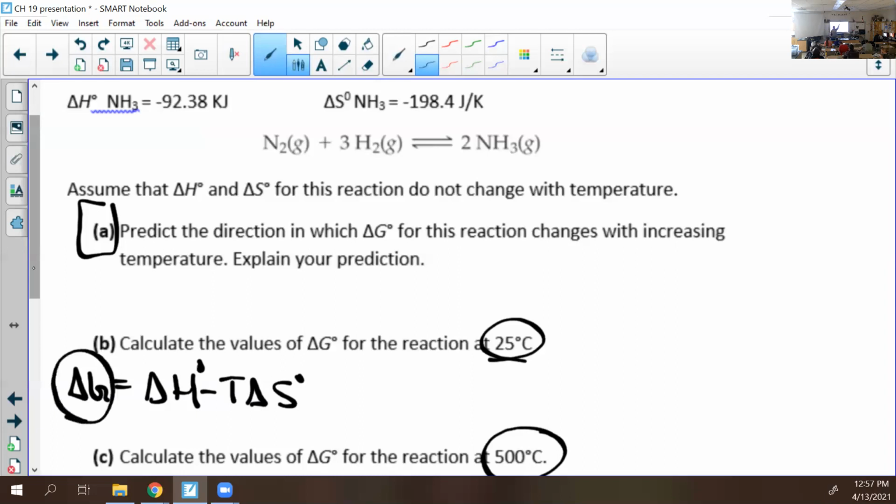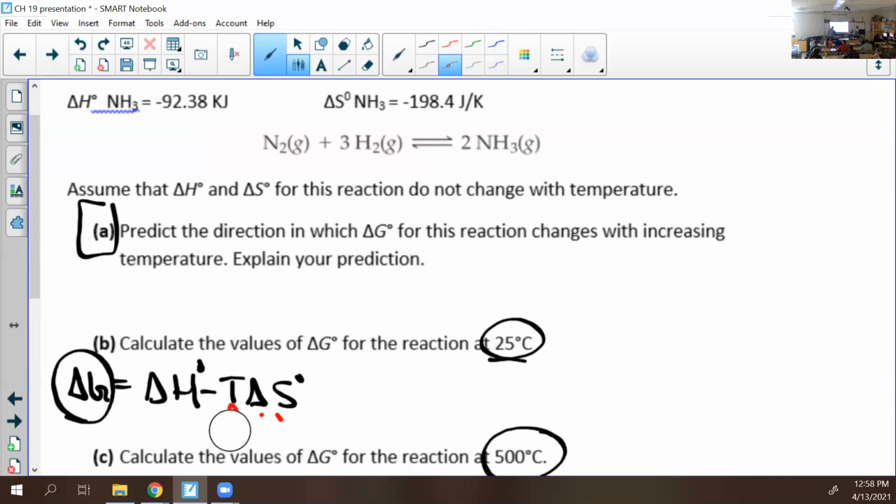So as T goes up, what is happening to delta G? So you really have to look at what delta S is. Delta S is a negative value, right? What's a negative times a negative? Positive. So the answer will become more positive, or less spontaneous, as the temperature rises. We good with that? It's tricky. I'm aware of that. Okay.